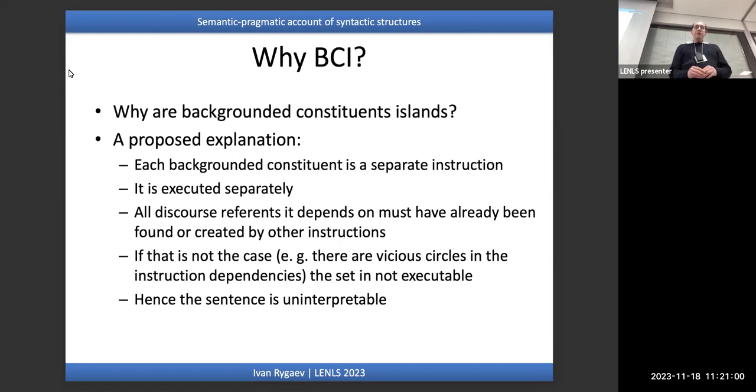My suggestion is that because each grounded constituent is a separate instruction, it should be separately executed. That means that all discourse references and dependencies must have already been introduced by earlier instructions. And if there are some problems with that, for example, vicious cycles in the instruction dependencies, then it is not executable, and hence the sentence is uninterpretable.